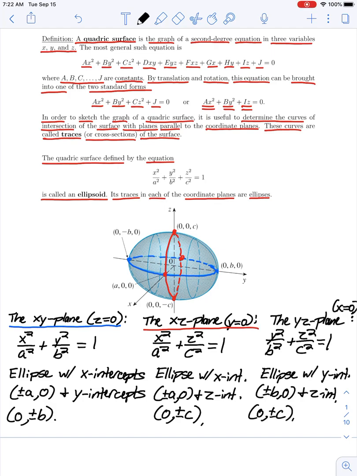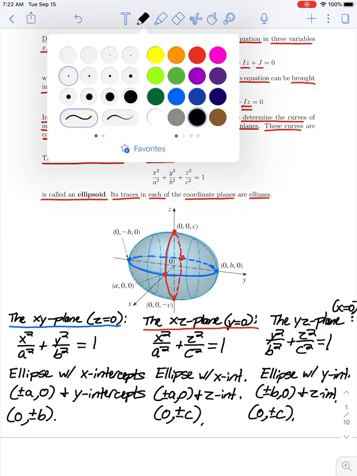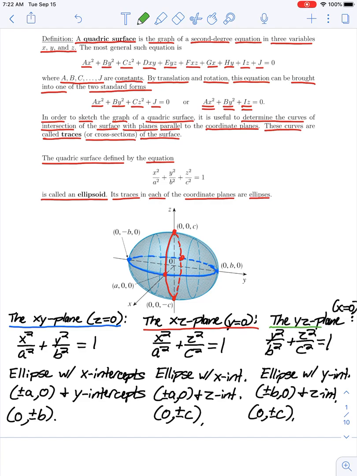So in the yz plane, we would have an ellipse whose y-intercepts are negative b and positive b, and whose z-intercepts are positive c and negative c. So if we trace out that ellipse, we would have the following curve shown here.